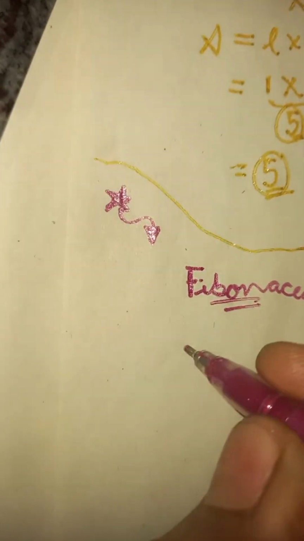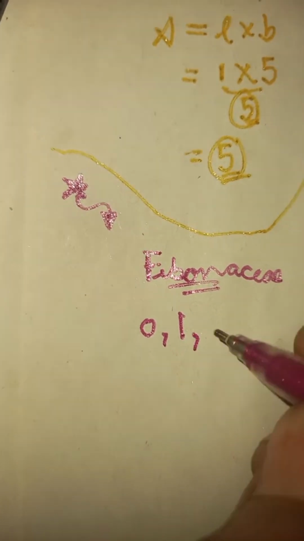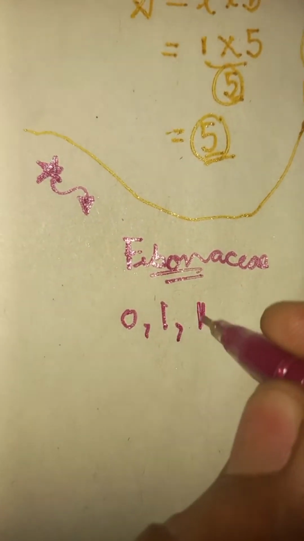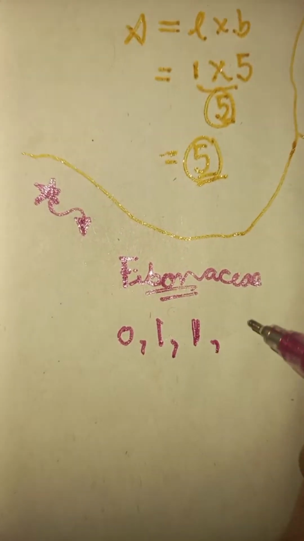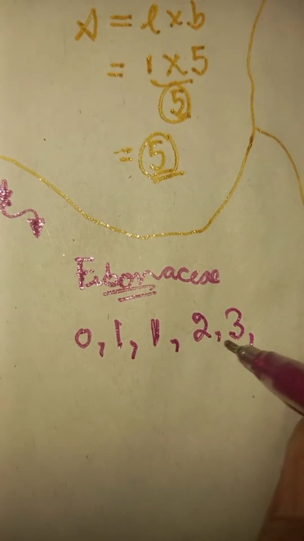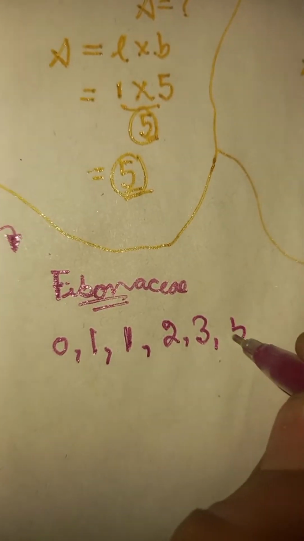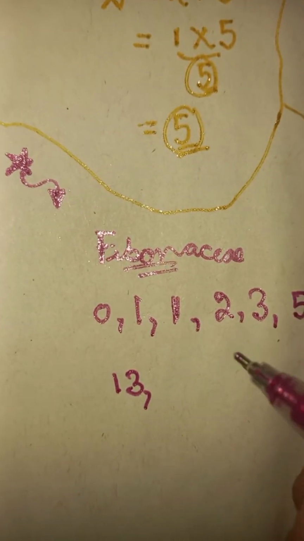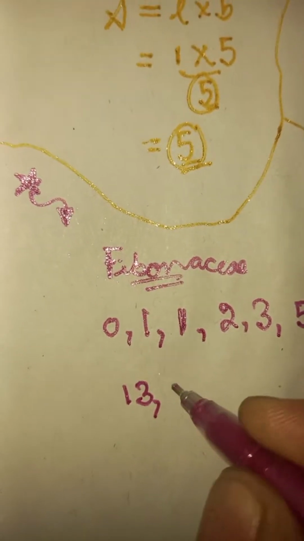The first two numbers are 0 and 1. Next, you need to continue this sequence. 0 plus 1 remains as 1, and 1 plus 1 becomes 2. 2 plus 1 becomes 3. 3 plus 2 becomes 5, and 5 plus 3 becomes 8. 8 plus 5 becomes 13, and 13 plus 8 becomes 21.